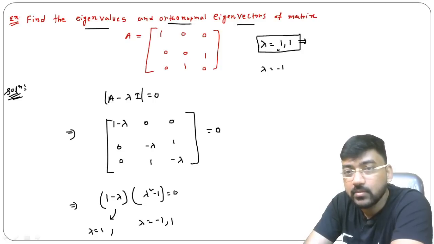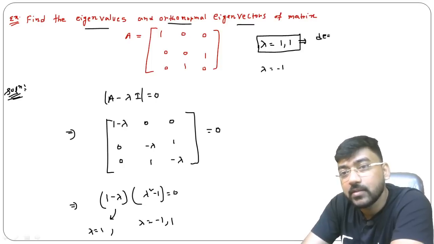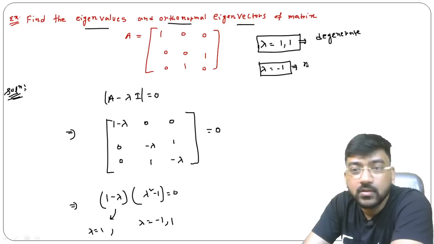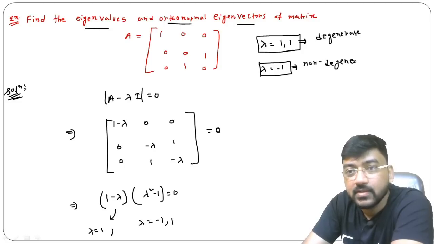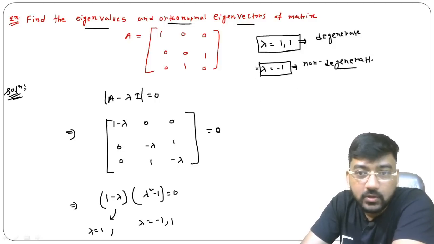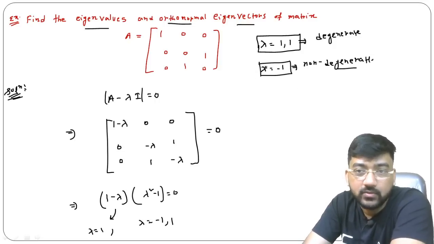So you have two same eigenvalues. These eigenvalues are called degenerate eigenvalues. Degenerate. And here lambda is equal to minus 1 is non-degenerate. Okay. Now we have to find out the eigenvector corresponding to this. So first let us find out for lambda is equal to minus 1.